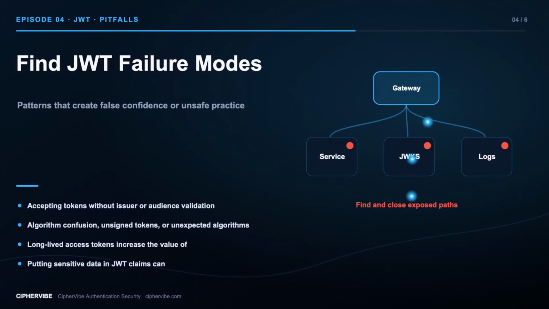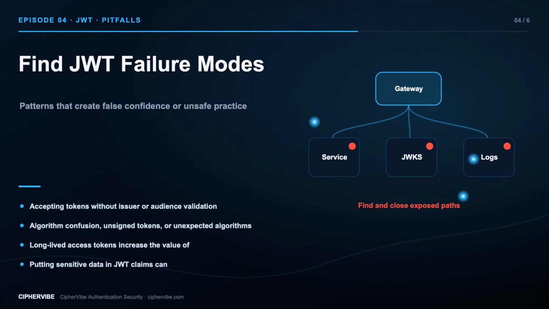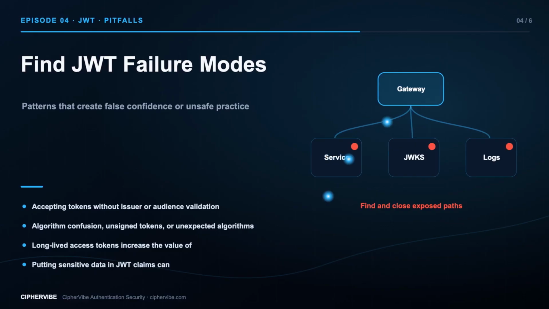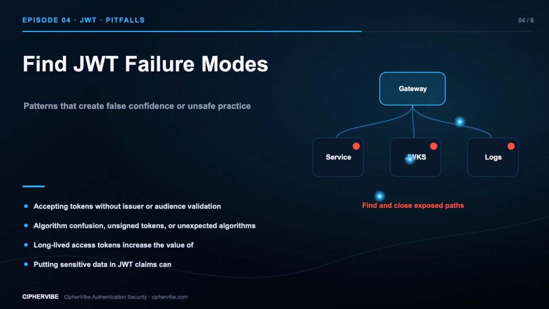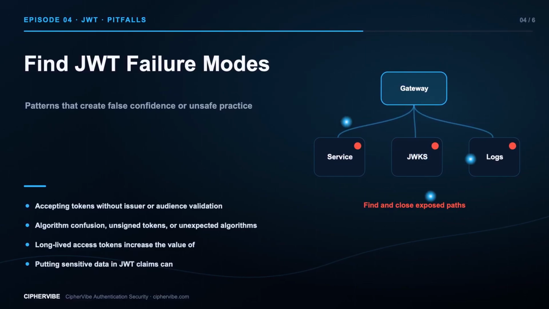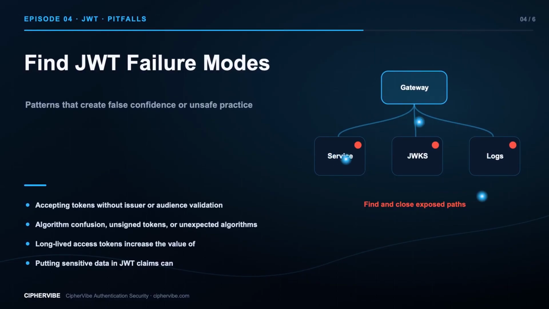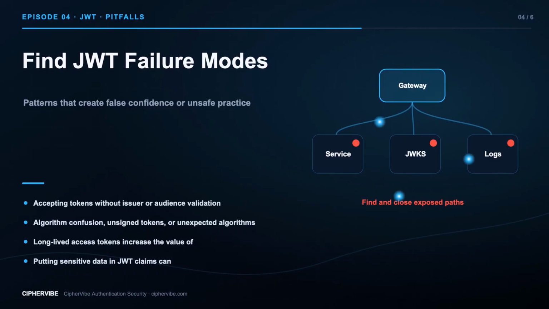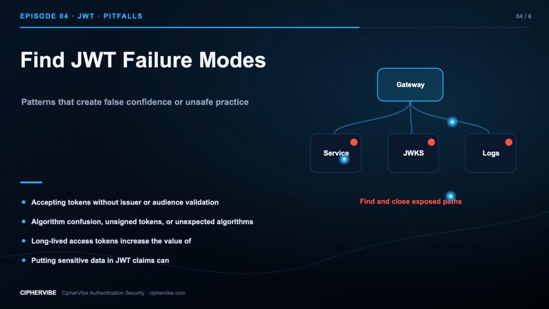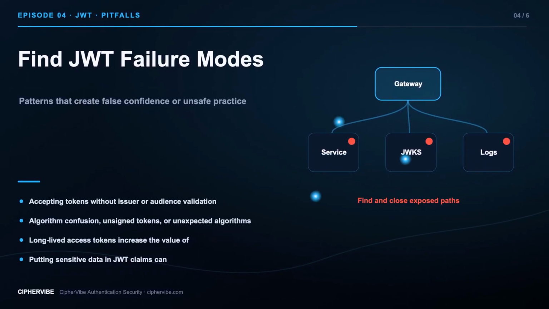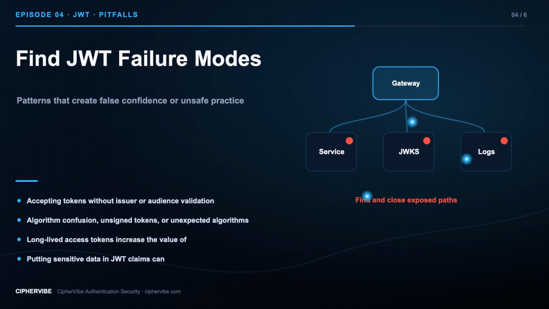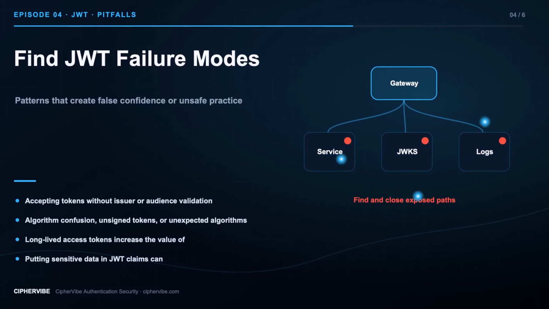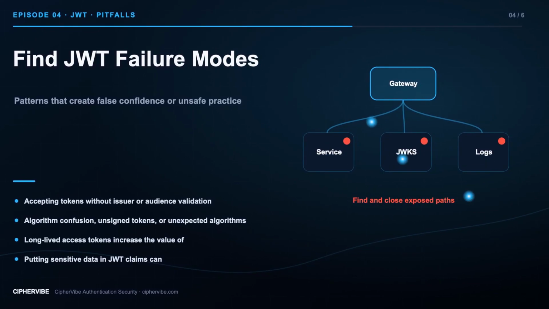Second, algorithm confusion and unsigned tokens or unexpected algorithms can bypass signature assumptions in poorly configured libraries. Third, long-lived access tokens increase the value of theft from logs, browser storage, mobile devices, or compromised clients. Fourth, putting sensitive data in JWT claims can leak information because JWT payloads are often only encoded, not encrypted.